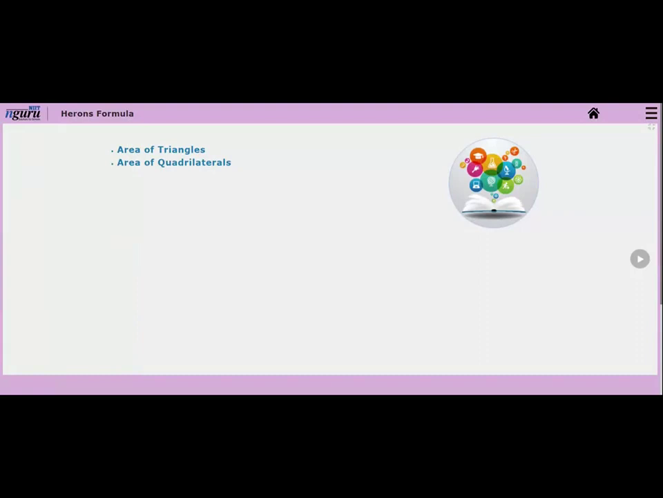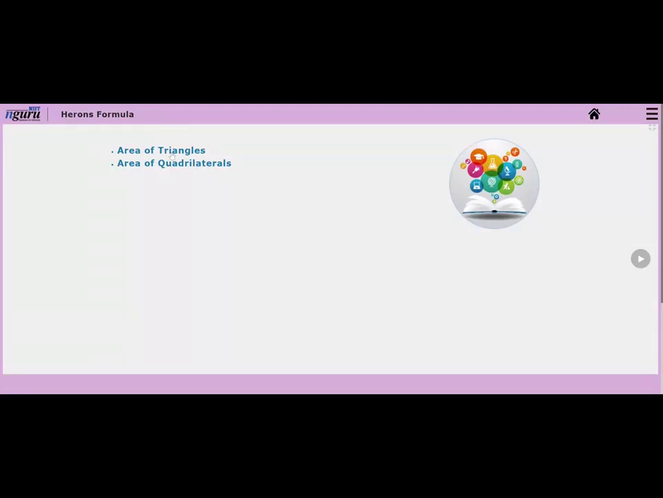Why do you think they have included quadrilaterals here? What is the reason? Ma'am, repeat the question. Why do you think area of quadrilaterals has come here? Ma'am, we are able to find the diagonal of the quadrilateral using Heron's formula, ma'am. Yes, that's right. When you draw the diagonal, you get two triangles in a quadrilateral. So you can find the area of the two triangles and add it up. Correct? Yes, ma'am.